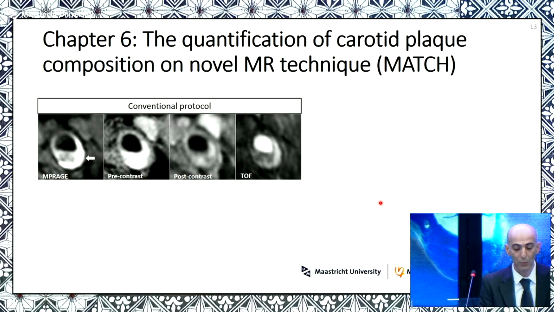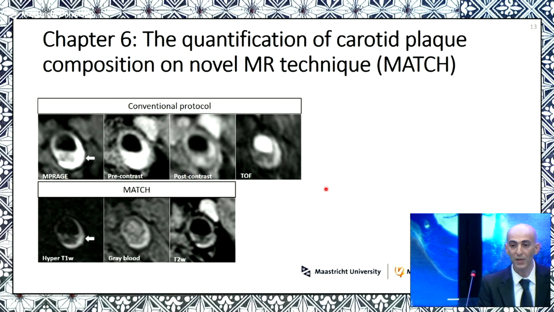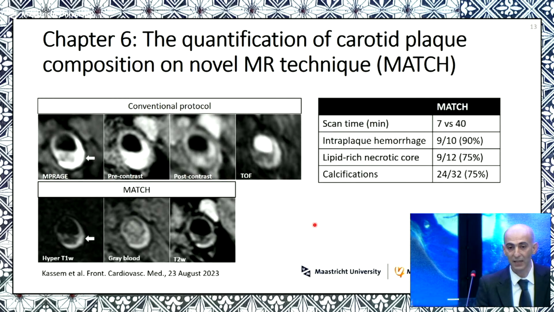In chapter 6, the quantification of carotid plaque hemorrhage usually needs multiple imaging, which needs long scan time. With the development of MRI, they developed MATCH images that can acquire 3 different images at the same time in only 5 minutes. So we were able to detect these features on this novel MRI. And the benefit is the scan time: 7 minutes in MATCH, while 40 minutes in the conventional protocol.